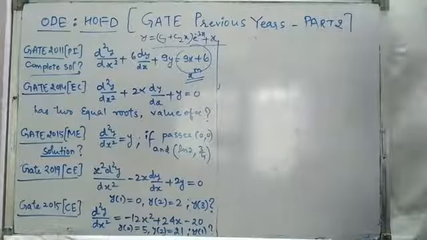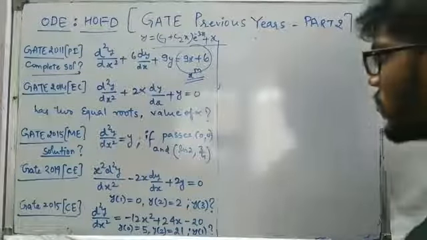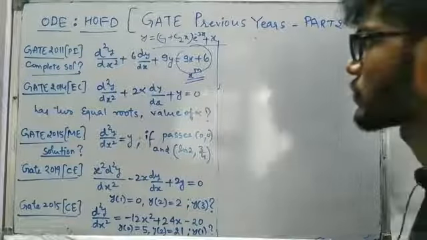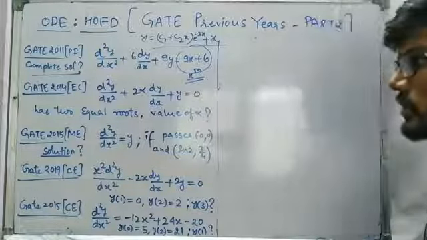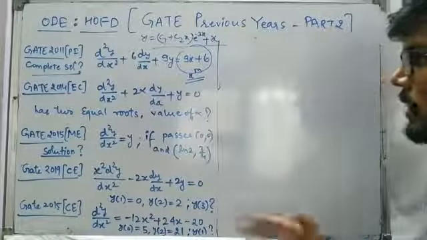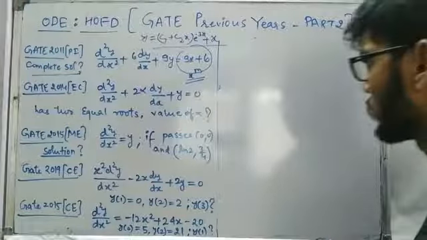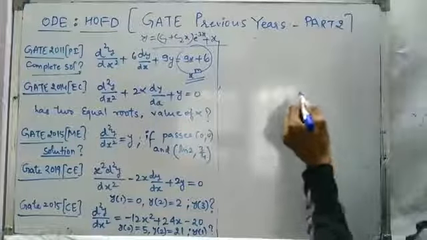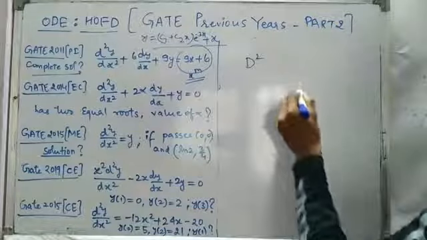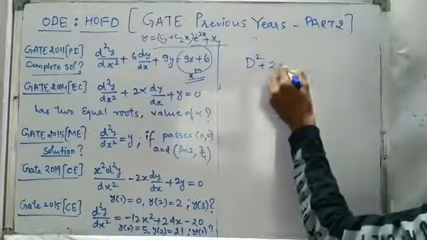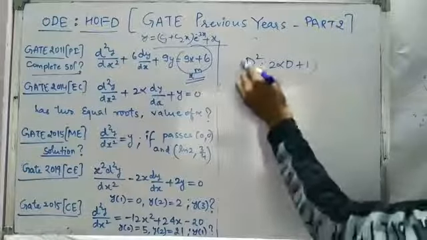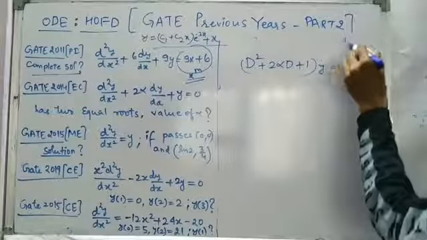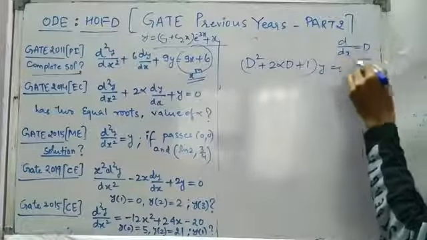So the second problem was asked in GATE 2014 EC. The problem is d2y by dx2 plus 2 alpha dy by dx plus y is equal to 0. It is given that for this second order differential equation, both the roots are equal. So this is a normal problem only. So we have to do f of (d square plus 2 alpha d plus 1) into y is equal to 0. What I have done is put d by dx as capital D, right?